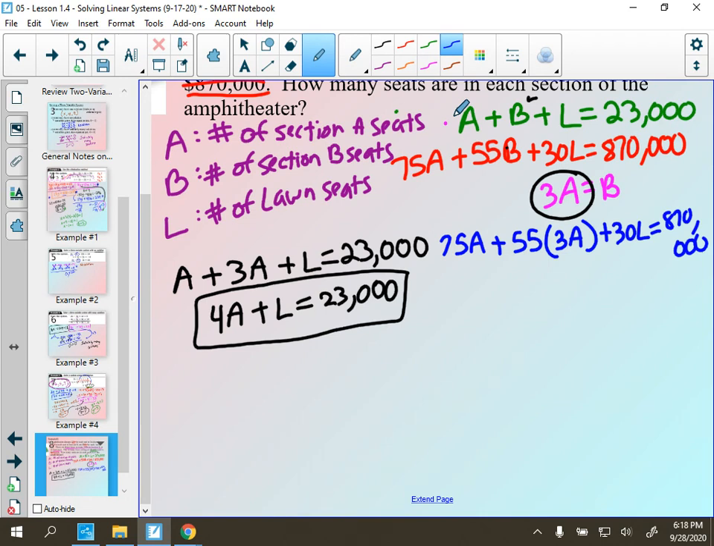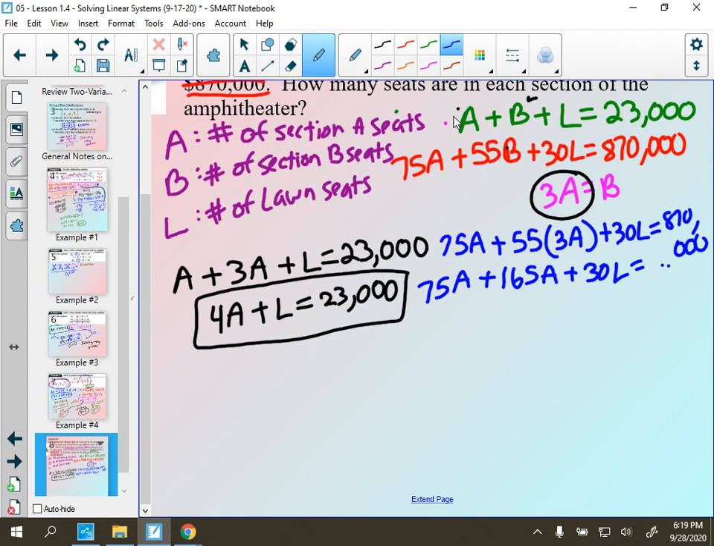So 50, I'm just hitting this on the calculator. 55 times 3, just so I have that number. So 75a, plus 165a, I just didn't want to forget about it and write it down, is still equal to that 870,000.